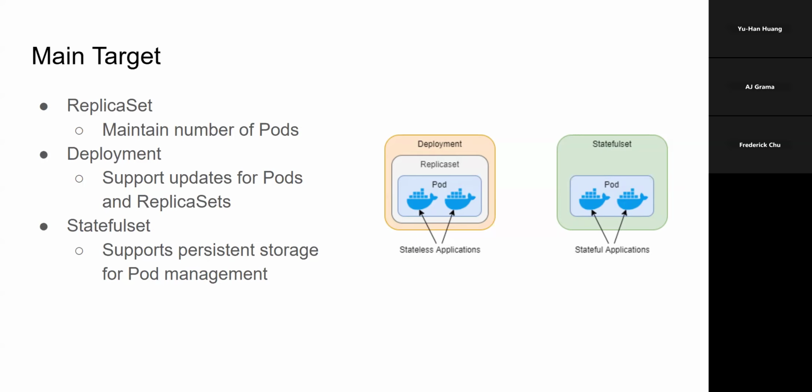The third one is stateful set. It also runs as a group of pods. What makes it different from deployment is that each pod gets its own identity, and it is used for managing applications that need persistent storage or a stable unique network identity. It is often used on databases like MySQL and PostgreSQL.